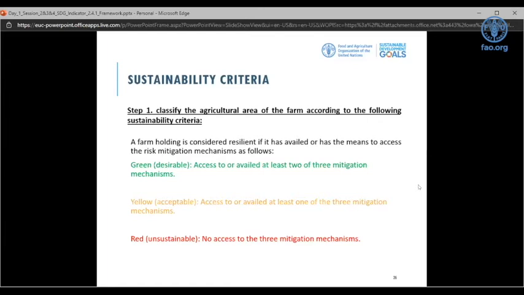If it has no access to the three mitigation mechanisms, if it has no access to credit, if it has no access to insurance, and on top of that, if it is a monoculture, right? If it is growing only one crop or raising only one type or kind of livestock, then for sure it's very vulnerable to external shocks. That could be, as I mentioned earlier, price failure, droughts, pest attack, etc.